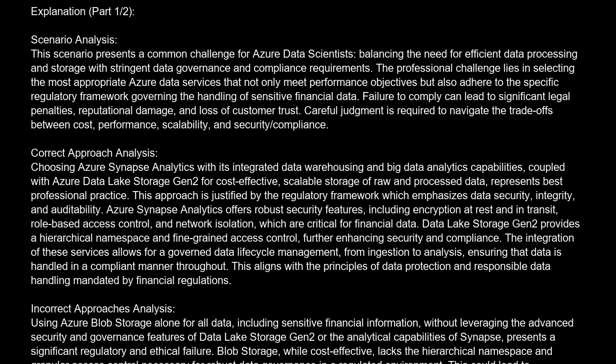Incorrect approach analysis. Using Azure Blob Storage alone for all data, including sensitive financial information, without leveraging the advanced security and governance features of Data Lake Storage Gen 2 or the analytical capabilities of Synapse, presents a significant regulatory and ethical failure. Blob storage, while cost-effective, lacks the hierarchical namespace and granular access control necessary for robust data governance in a regulated environment. This could lead to unauthorized access and data breaches, violating data protection mandates.